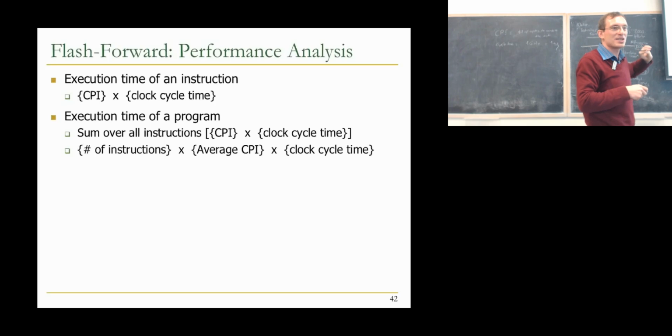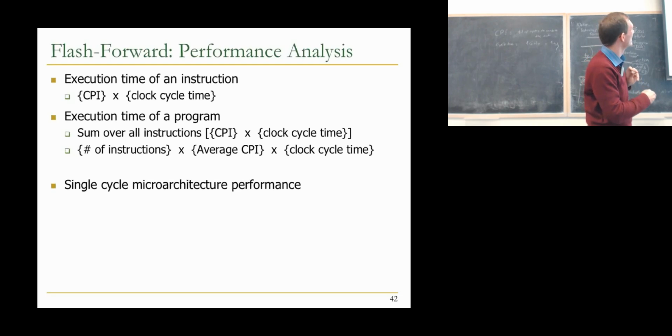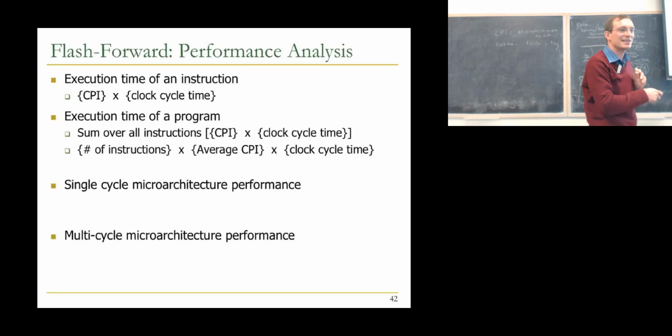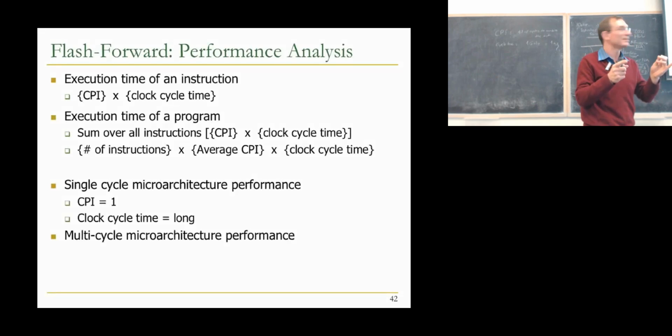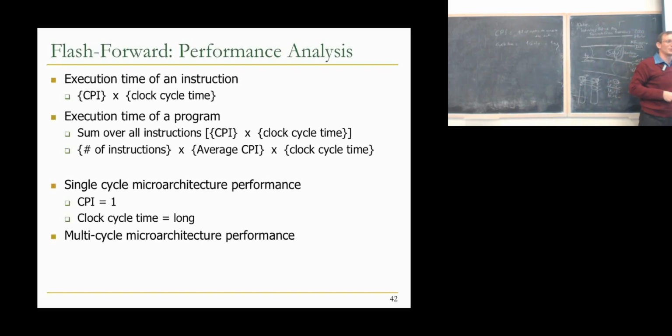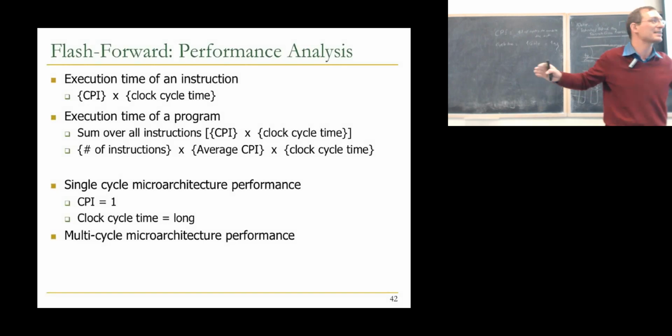We're going to get back to this equation later on, but think about single-cycle microarchitecture performance versus multi-cycle microarchitecture performance. In a single-cycle microarchitecture, CPI is by definition 1, right? Every instruction takes a single cycle. But clock cycle time is long because of that reason. So these are actually related. CPI and clock cycle time are related. Depends on how you divide the instruction processing.